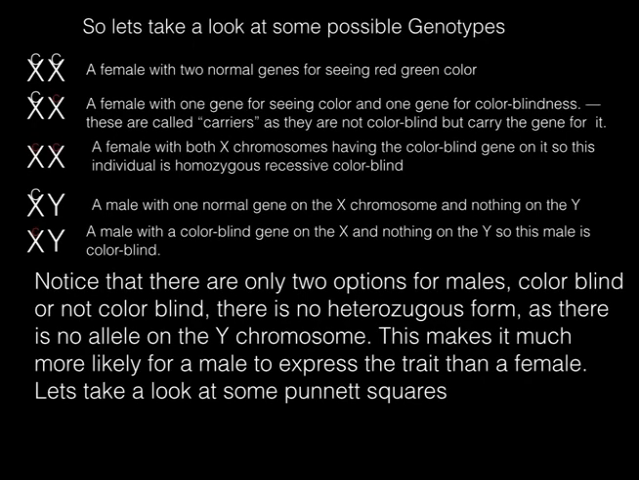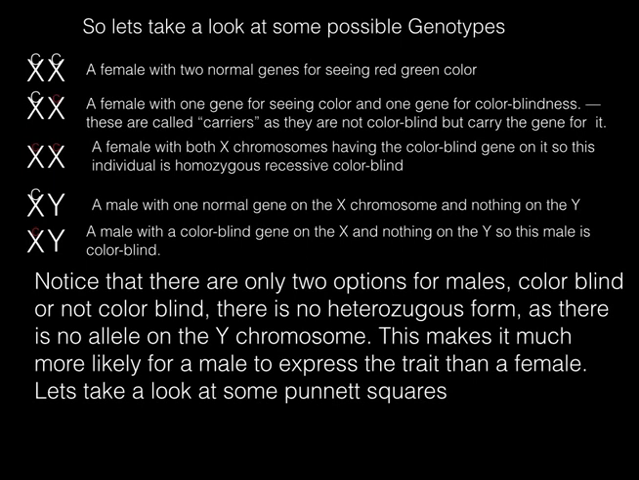So let's take a look at some possible genotypes that we could have. The first one is an XX with capital C, dominant. This would be a female. XX is a female with normal genes for seeing red-green color.